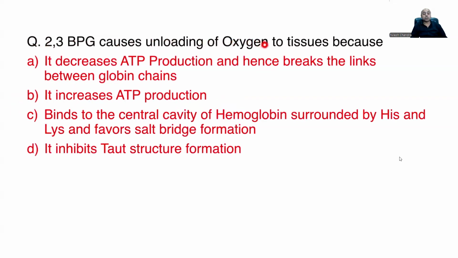2,3-BPG causes unloading of oxygen to tissues because, your options are: it decreases ATP production and hence breaks the link between the globin chains; it increases ATP production; it binds to the central cavity of hemoglobin surrounded by histidine and lysine and favors salt bridge formation; it inhibits the taut structure formation. Please note only option C is correct.